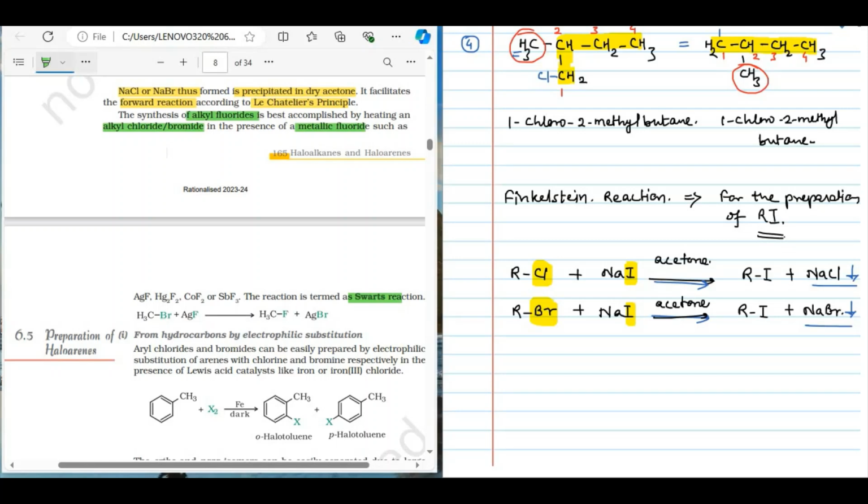So here you have to remember these fluorides which can react with alkyl bromide for the formation of alkyl fluoride. These are AgF, Hg2F2, CoF2 and SbF3. This reaction is called Swarts reaction. So Finkelstein reaction is for the preparation of alkyl iodide, while Swarts reaction is for the preparation of alkyl fluoride. In the next class, we are going to discuss the preparation of haloarenes.